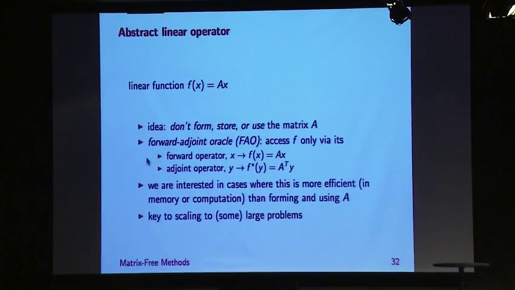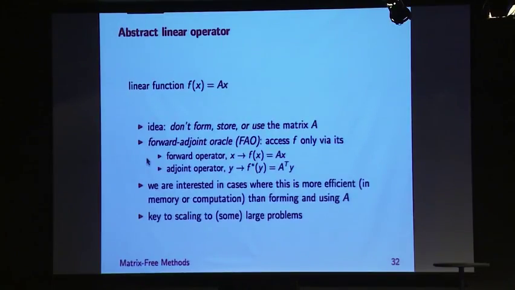Well, the idea is old. This basically is the foundation of scientific computing, like all of scientific computing. So it's not like this is a new idea. So here it is. You have a linear function. Of course, you can represent it as matrix vector multiplication. But the idea is you don't form, store, or use the matrix A.